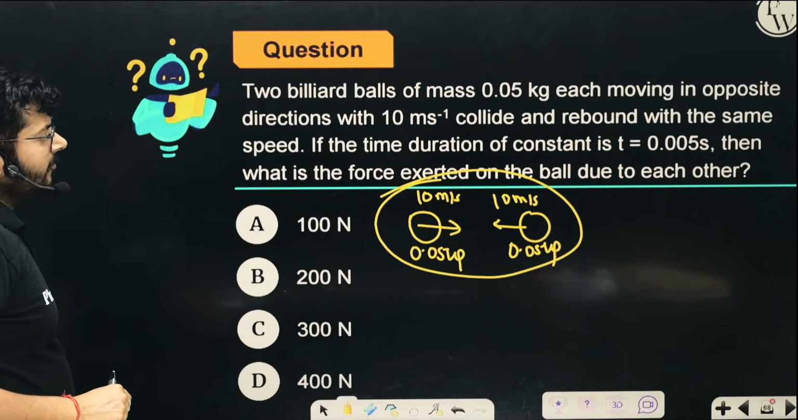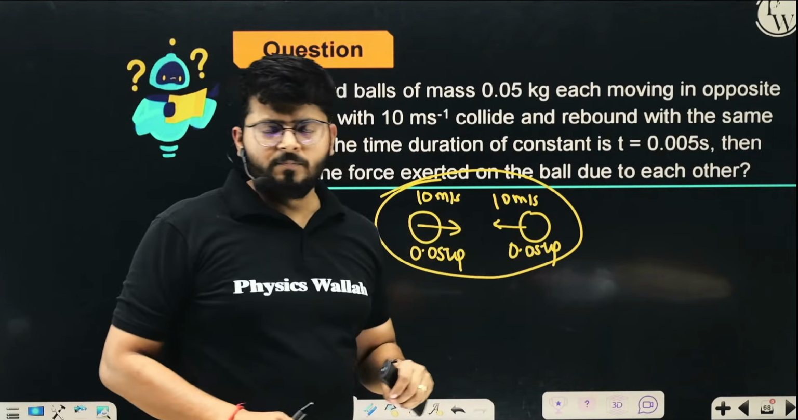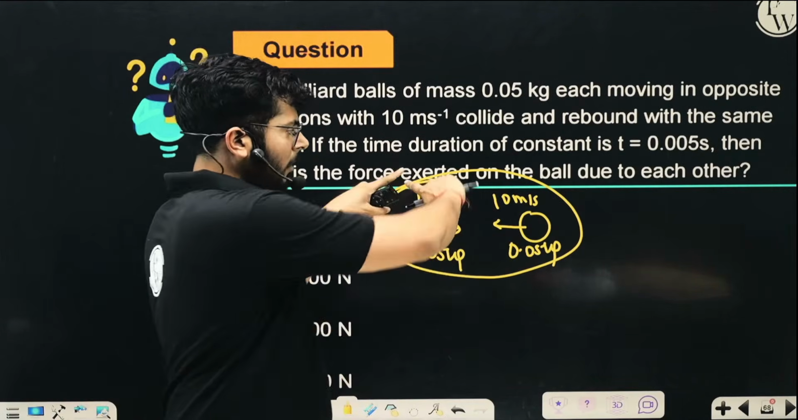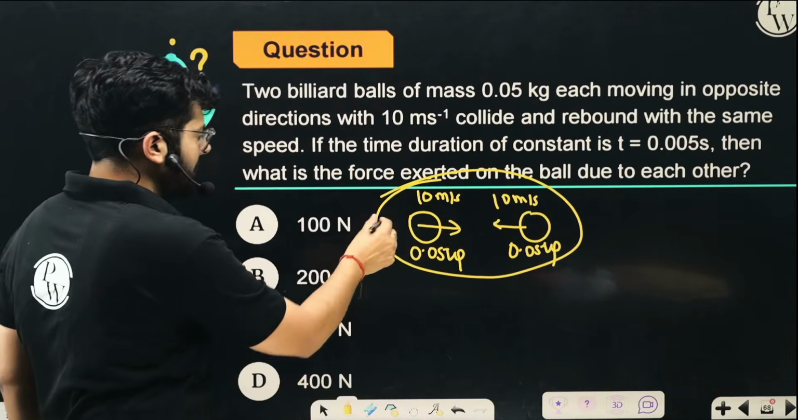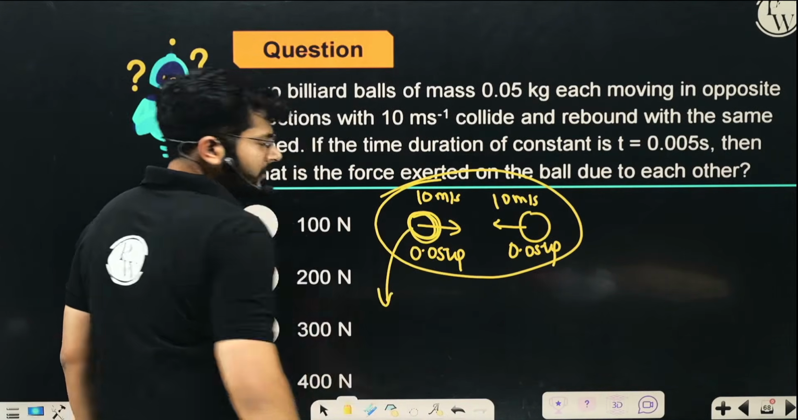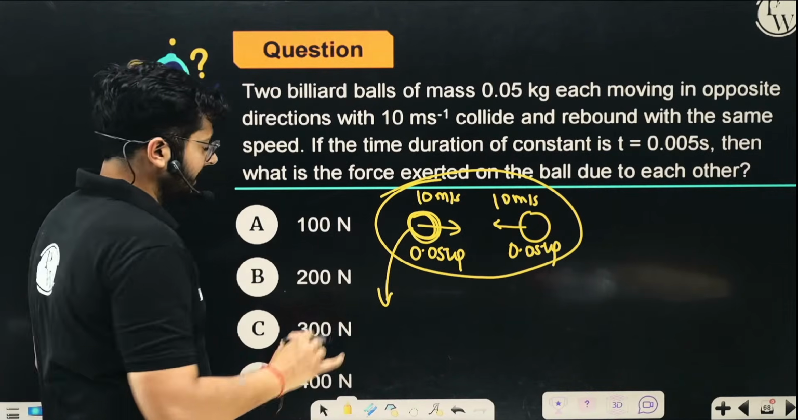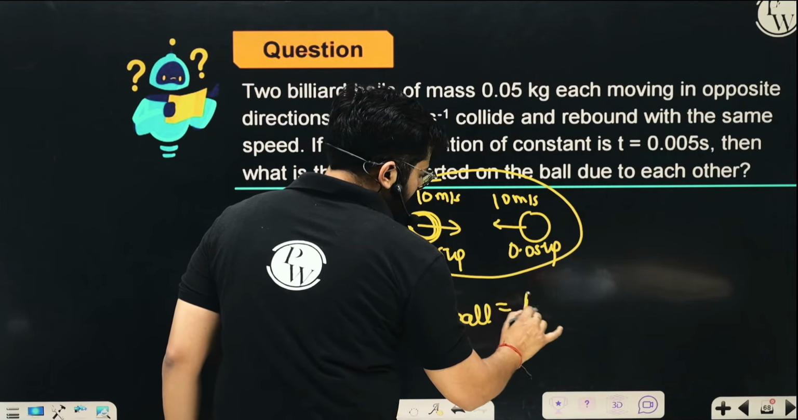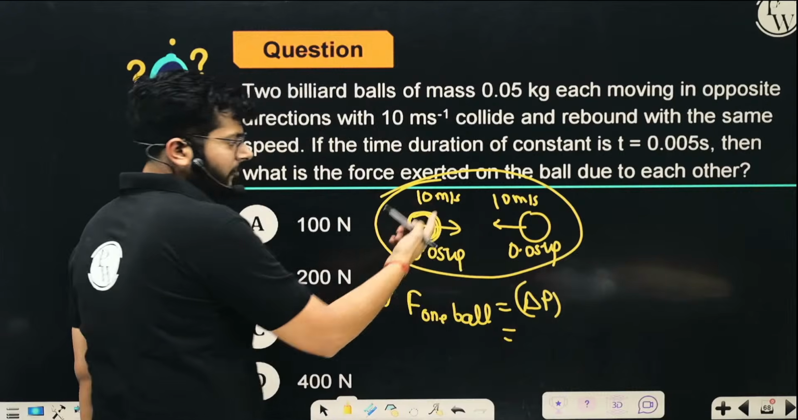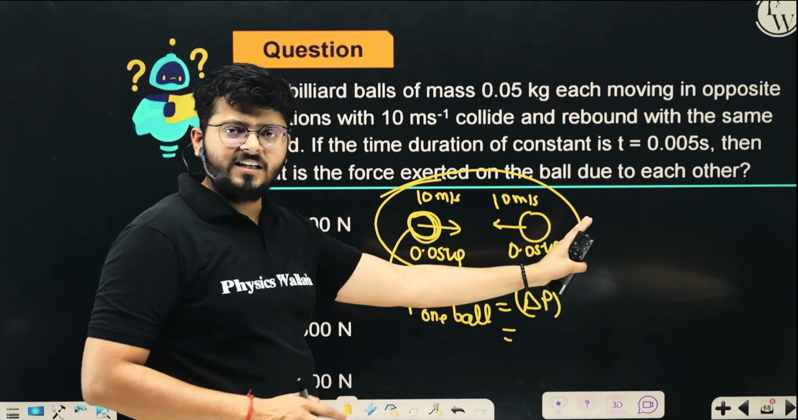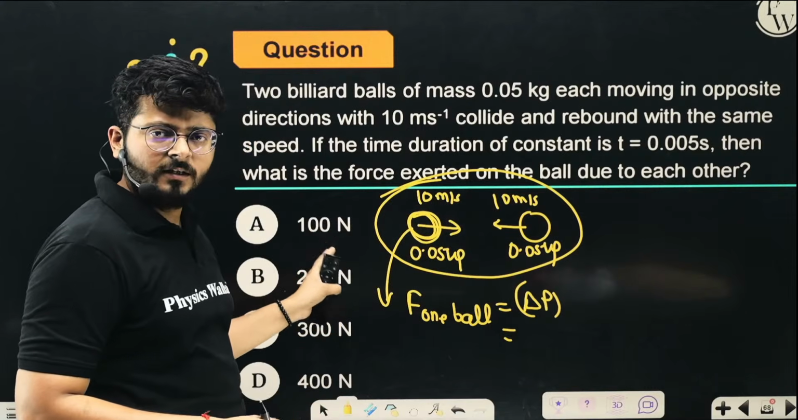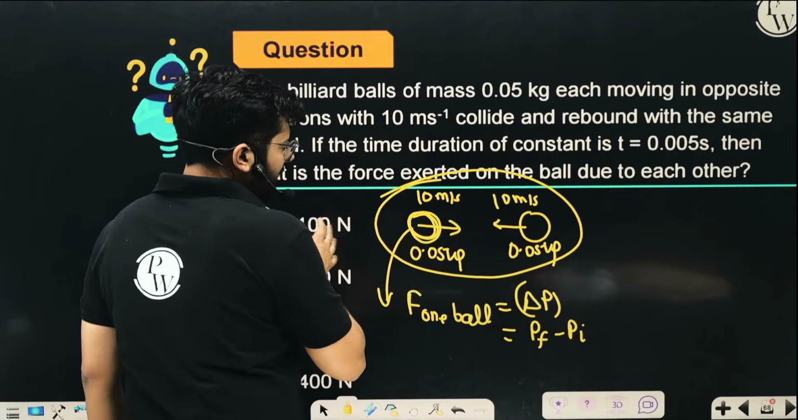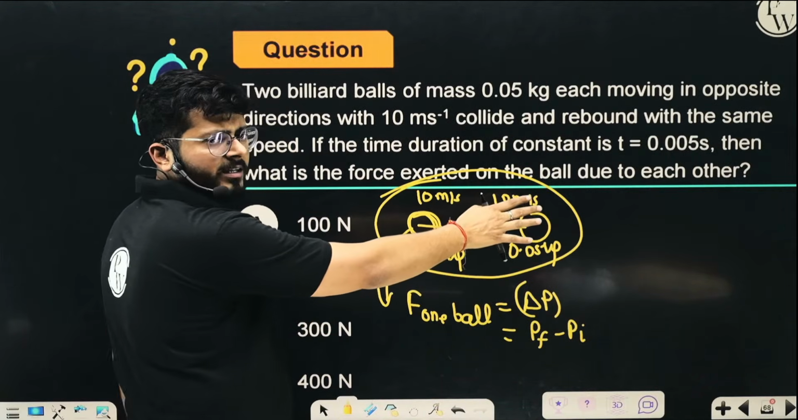So then what is the force exerted by one ball onto the other? This ball will apply force on this one, and this ball will apply force on this one. On the system, no force is applied. So how much force is applied on a particular ball? We can say it is the change of momentum of that specific ball. Before the collision, the momentum was m into v in this direction. After collision, m into v in this direction. Change in momentum will be final minus initial. If you call this direction positive, then this direction has to be negative.